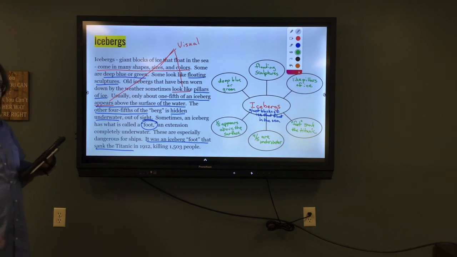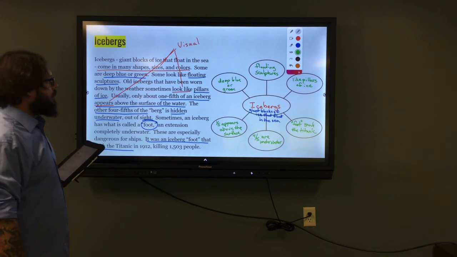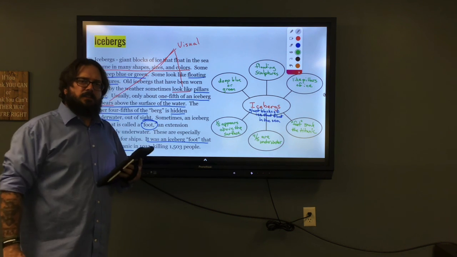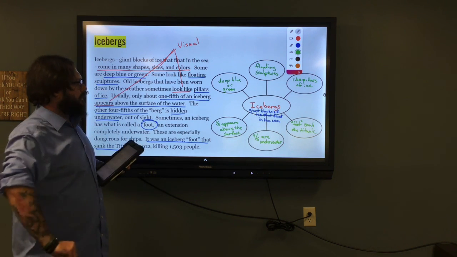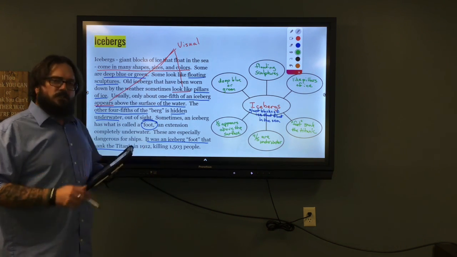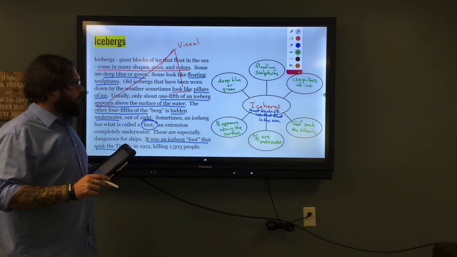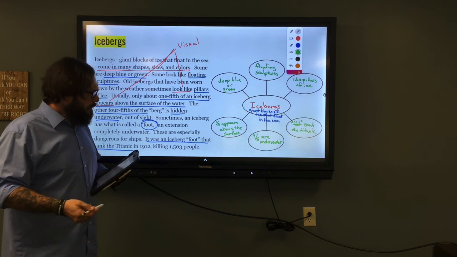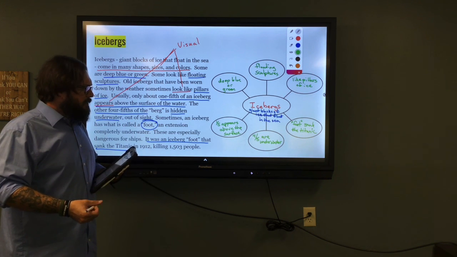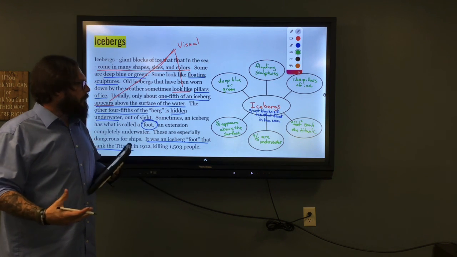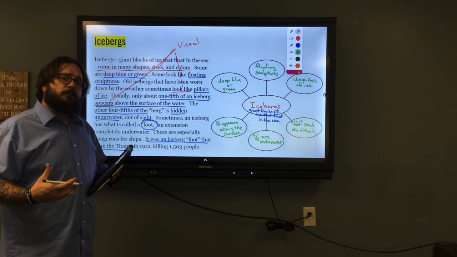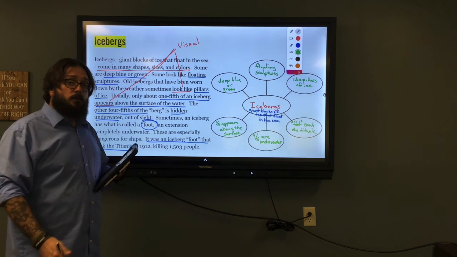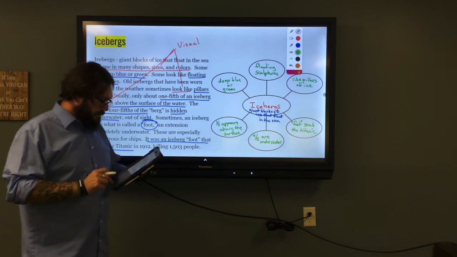So in this particular passage, we are given quite a bit of information about icebergs. So the author is making sure that each of the details points back to let us know what icebergs are, and to also give us additional information about how icebergs could potentially be dangerous for ships that are sailing on the water.